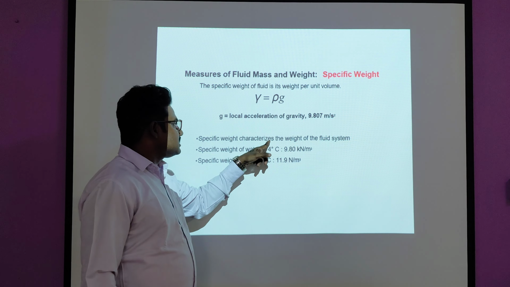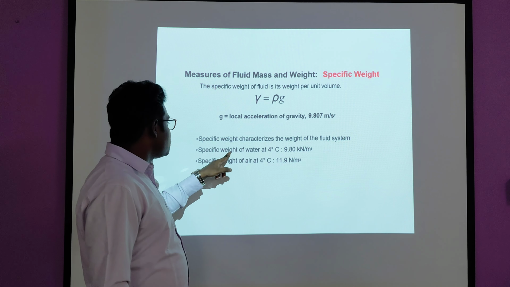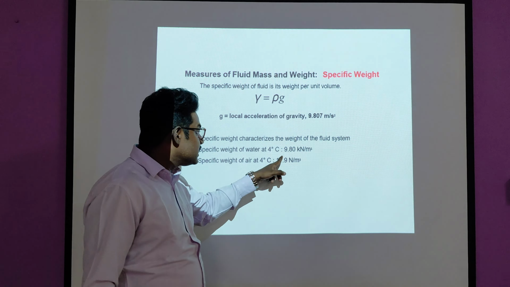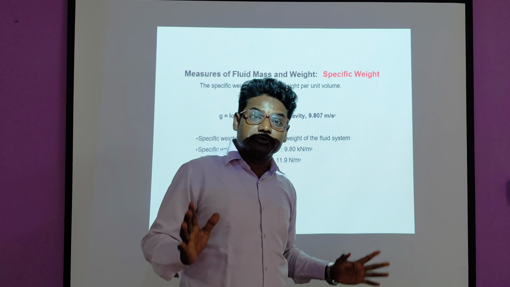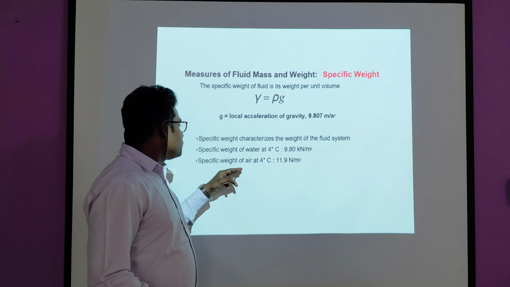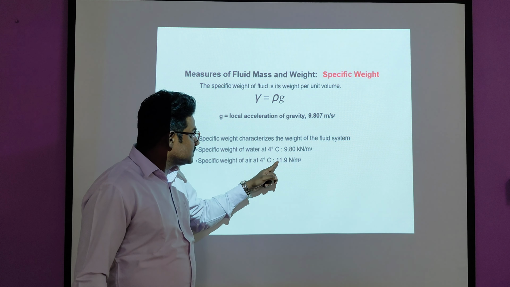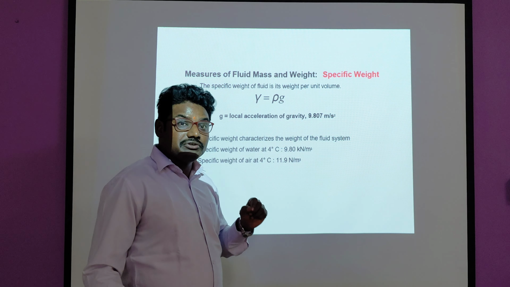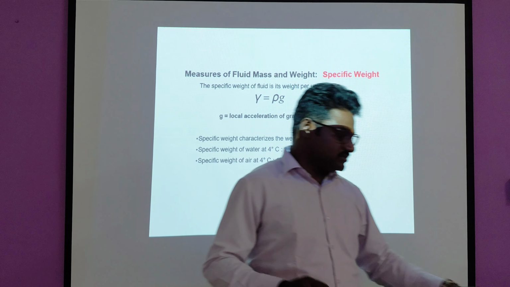Specific weight characterizes the weight of the fluid system. Then specific weight of water at 4 degrees centigrade is 9.80 kilonewton per meter cube. Then specific weight of air at 4 degrees centigrade is 11.9 newton per meter cube. Do you understand? Okay, let us move.